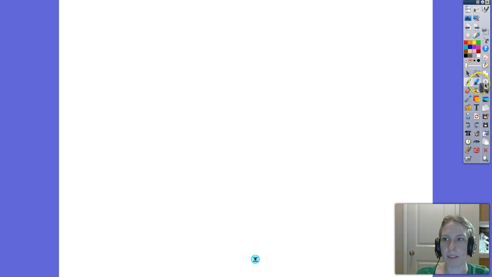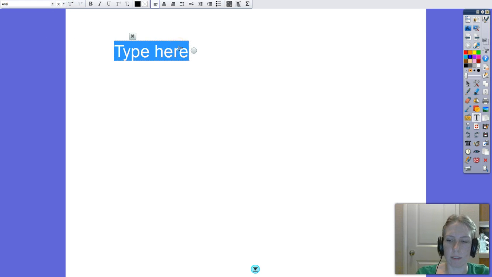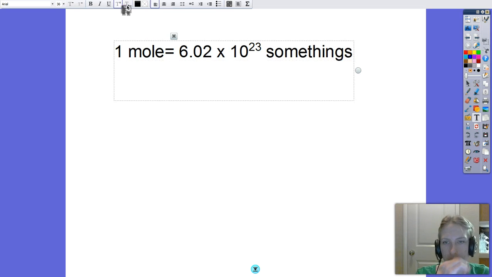So molar mass is the weight in grams of 1 mole, which is a lot. So 1 mole, it's kind of like our chemist's dozen. It's actually 6.02 times 10 to the 23rd of something. So in this case, it's going to be atoms, but it could be a mole of students, a mole of eggs, a mole of marbles.